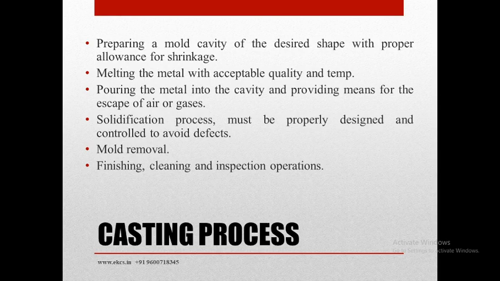Once this molten metal is obtained, we have to pour the metal into the cavity, and we have to provide means for escaping of air and gases. Because once we pour the molten metal into the cavity, the sand mold will have some moisture content. Once the high temperature molten metal is poured, this moisture in the form of liquid converts into air or gas, and it tries to escape out of the mold. So we have to provide some means like a vent for the escape of air or gases.